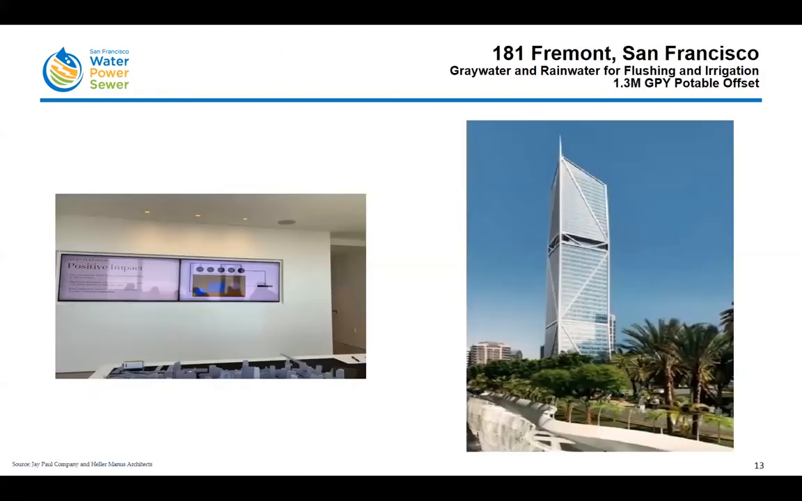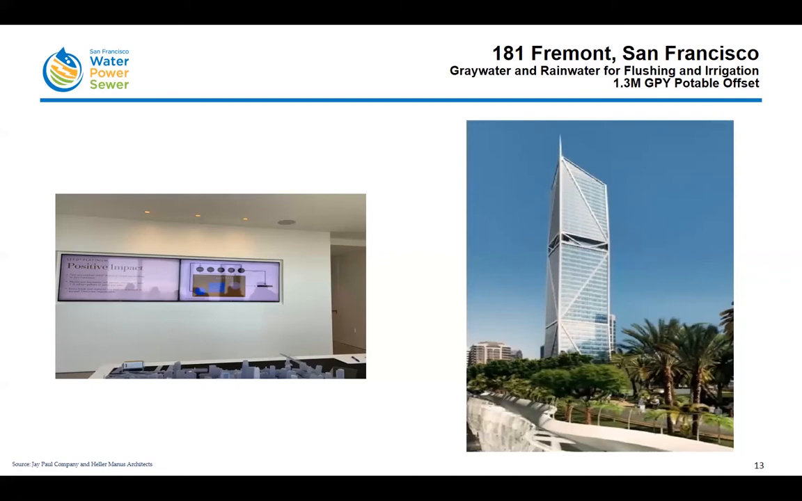We have a lot of buildings that are either proposing or have installed on-site blackwater treatment systems. I'm going to go through a couple of examples here. 181 Fremont is a new mixed-use building in San Francisco. The top third is luxury condos, and the bottom two-thirds is office space. They've installed a graywater treatment system that's treating both graywater and rainwater to meet toilet flushing and irrigation demands in that building.